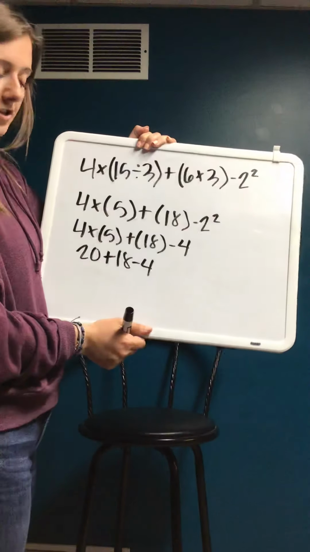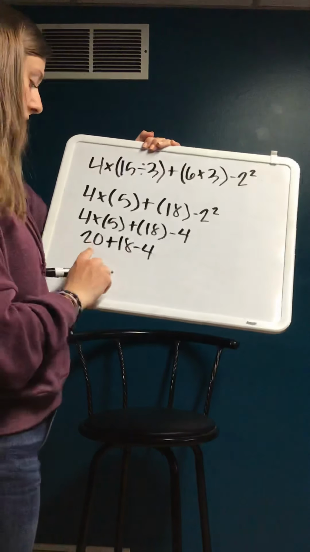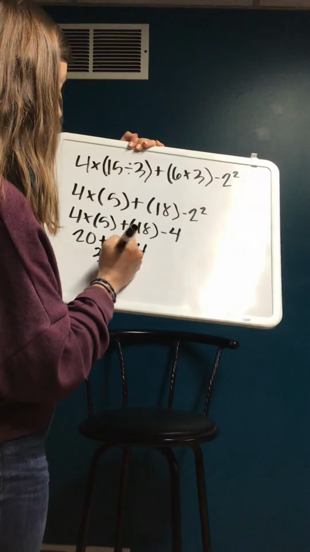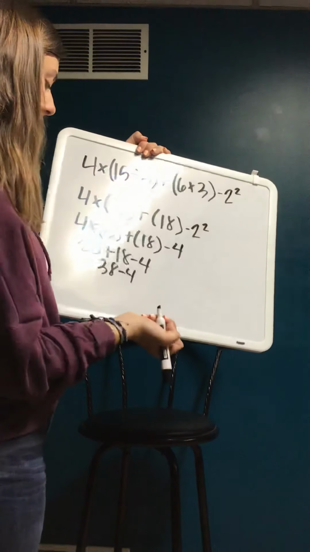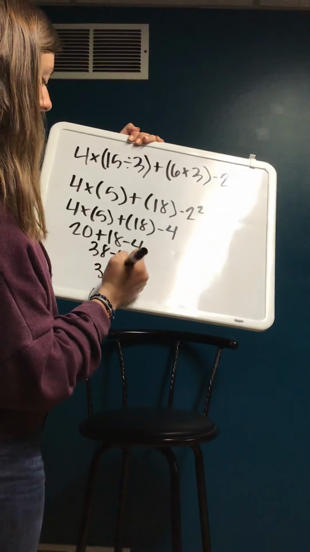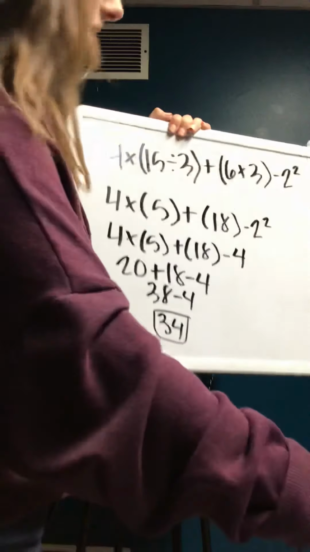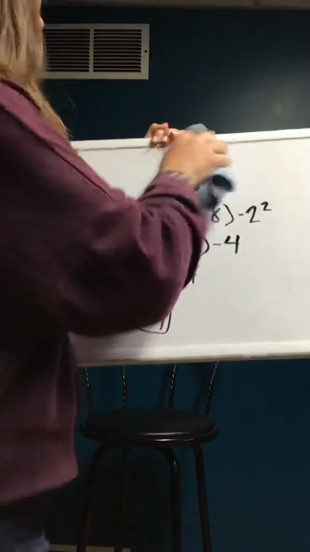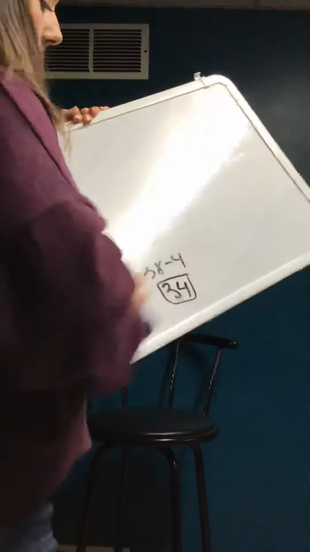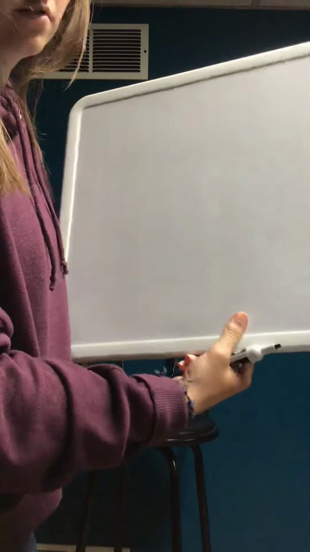So now we're at addition or subtraction. So we have 20 plus 18, which is 38, minus 4, which comes to 34. Okay, good job. And all of you had that, so great. Okay, we'll go on to our third example.